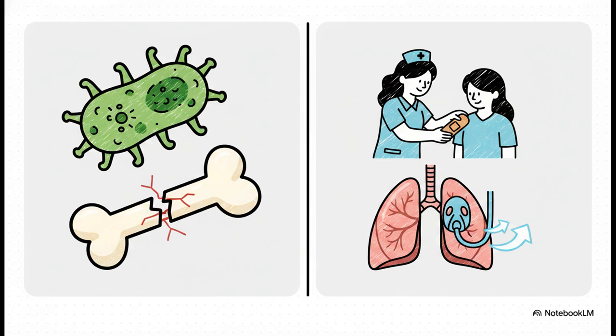So for that pneumonia, the nurse diagnoses impaired gas exchange. For the fracture, the nurse diagnoses acute pain. Do you see the difference there? The doctor focuses on naming the overarching disease entity while the nurse focuses on the actionable human response to that illness. Essentially, the nurse is treating what the disease is physically doing to the patient in that exact moment.